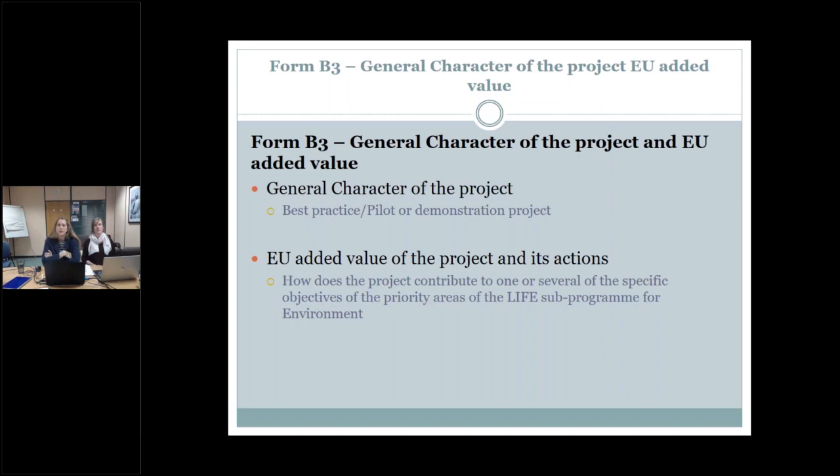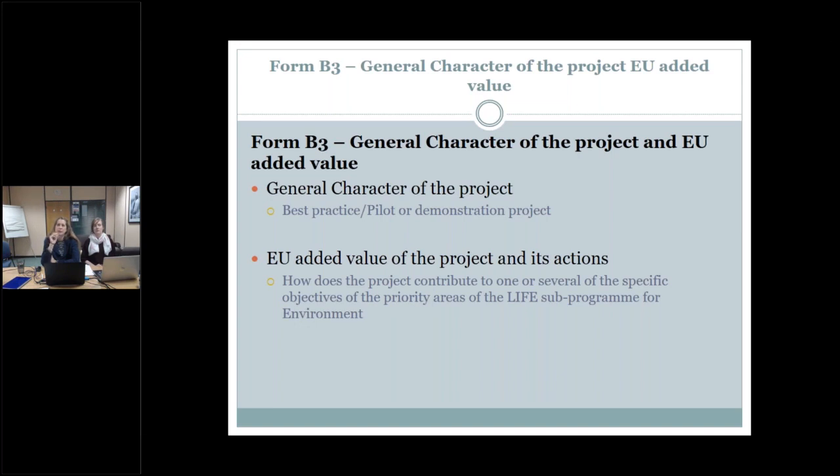So as I already said, nature and biodiversity projects and governance and information projects will have to demonstrate their project character in the B3 form. Environment and resource efficiency projects don't have that. They do have a B3 form, but they don't have this specific tab of the general character in the B3, because they had to do that in B2.